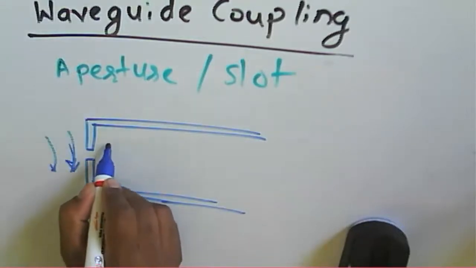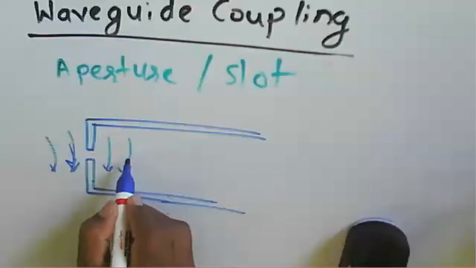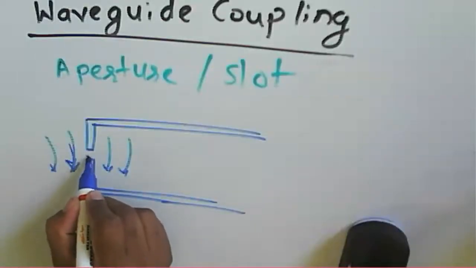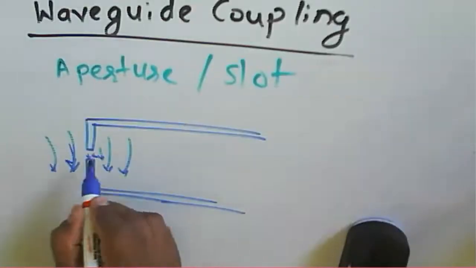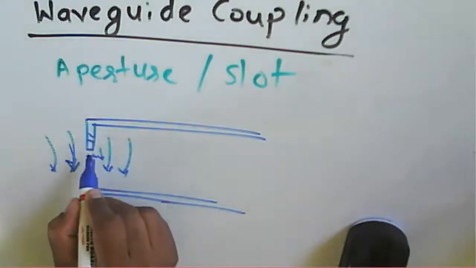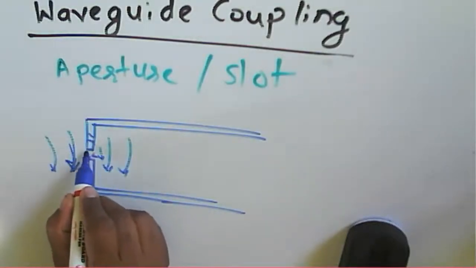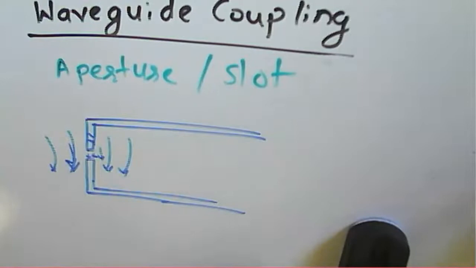Just like a small window. Through that small window, a section of the signal will be coupled here. So in this window we have a small section, and through that, power will be coupled. Or for a rectangular waveguide, we suppose there is a small section.